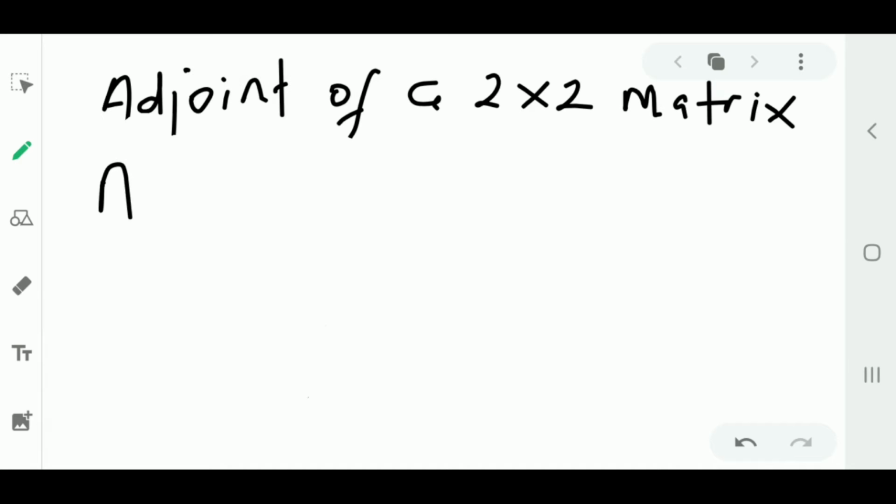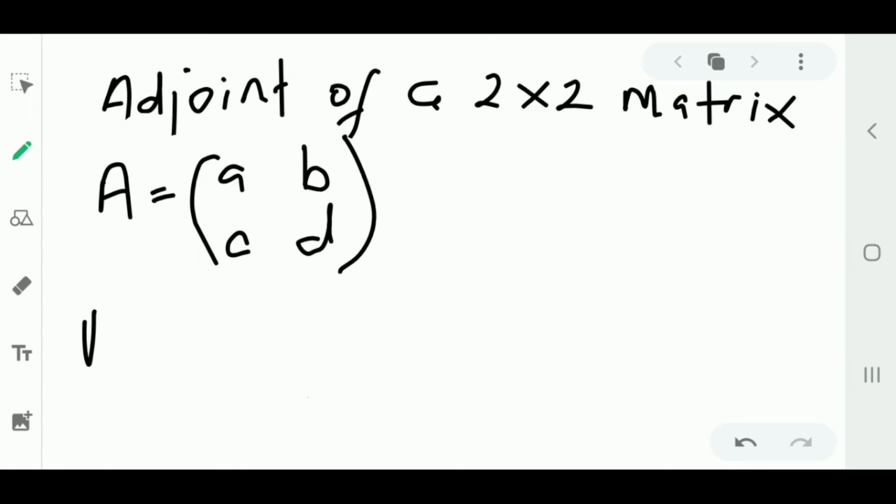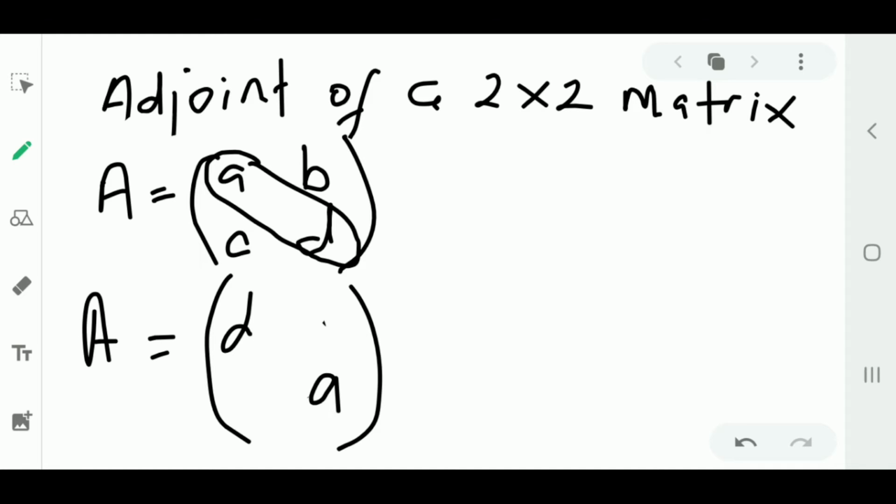Okay, so let's say we have A is equal to A, B, C, D. How do we find the adjoint? All we need to do is for the leading diagonal, we switch positions. So the D goes where the A was, and the A goes where the D was. And for this diagonal here, if it was negative, it becomes positive. If it was positive, we change the sign. So this now becomes minus B, this becomes minus C.